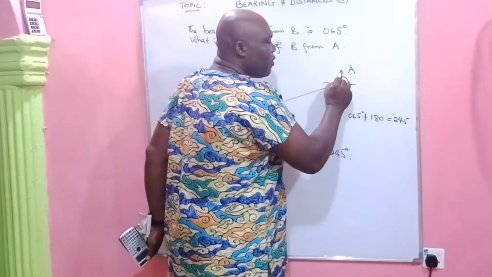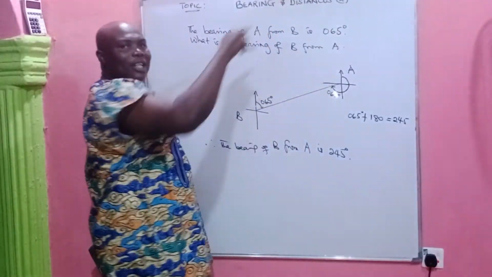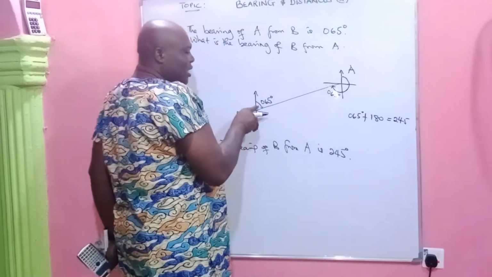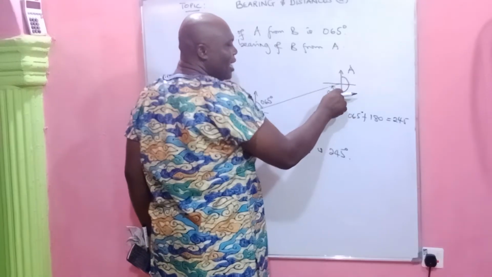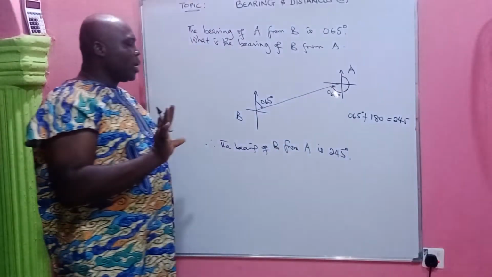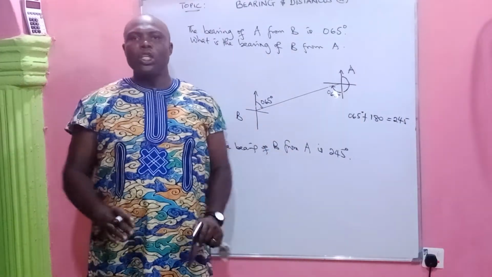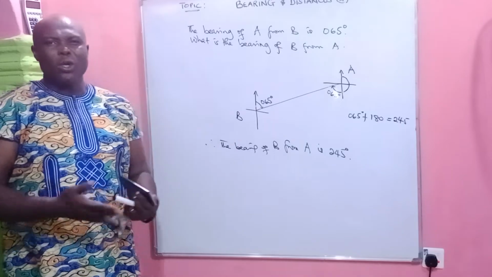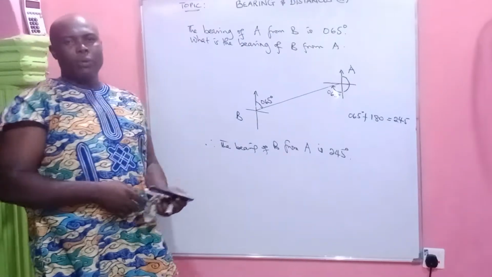Meaning you turn from the northern pole to touch that very line that took you to that particular place, and you measure it. Since this is 65, this is 65. Here is 180. So 180 plus 65 will give you the bearing you are looking for, which is 245 degrees. So we've been able to do that. It's that simple. A question can come that way, and you should be able to do it.